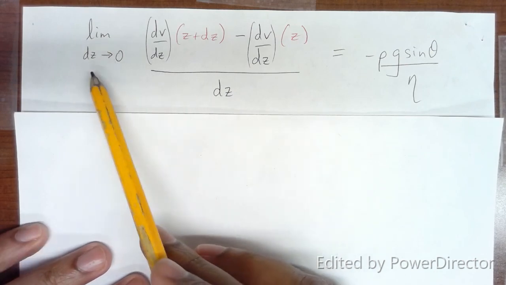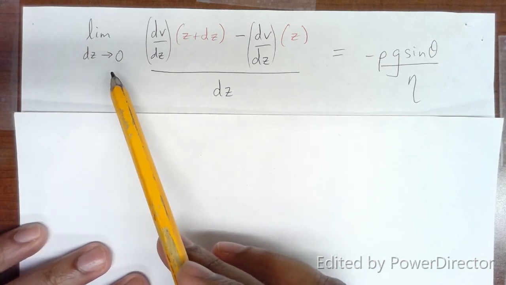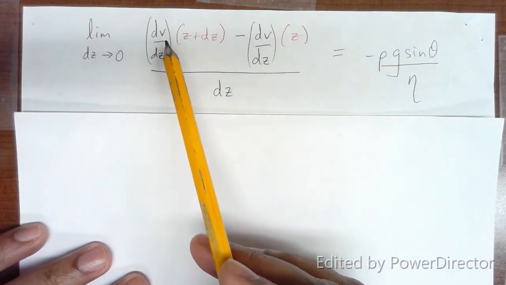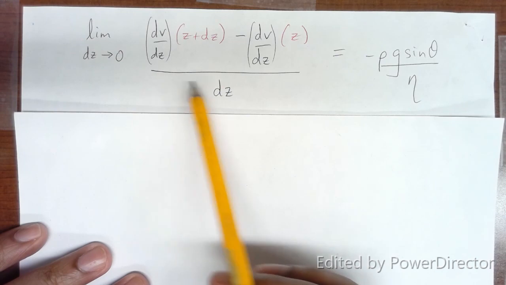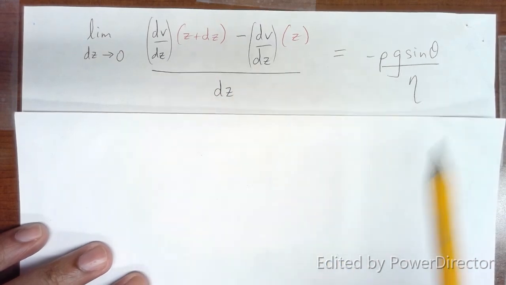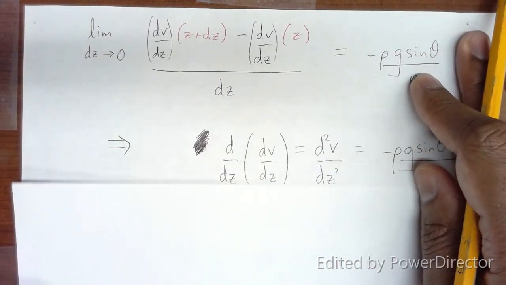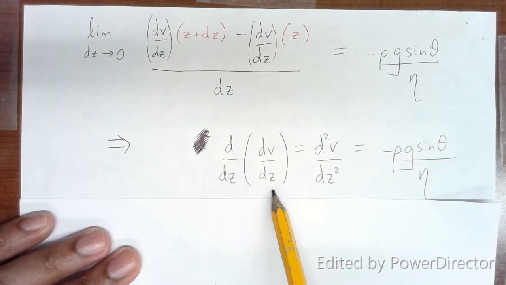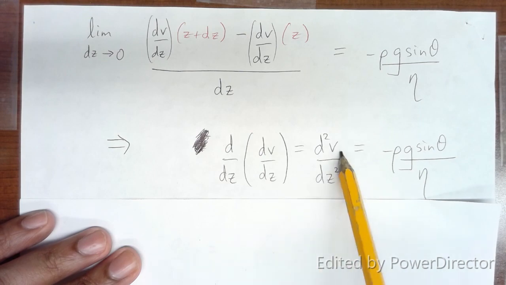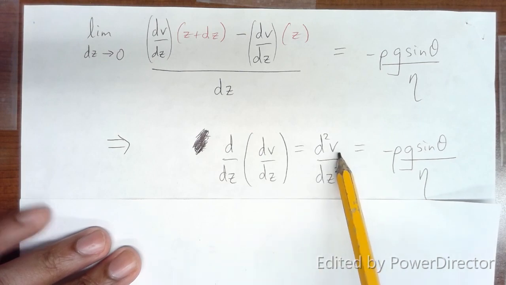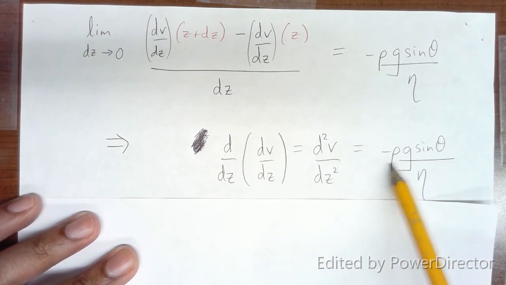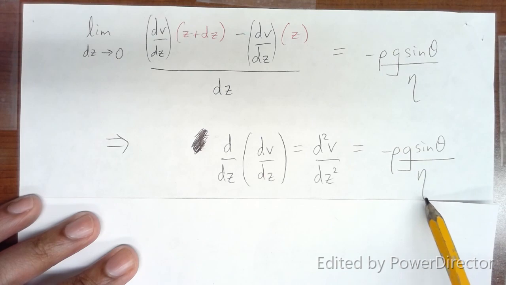Once again, we will take the limit as dz goes to 0. So here the function was already dv over dz, and now we're taking the derivative again with respect to z. So what we really have is d by dz of dv over dz, but that's the second derivative of the velocity with respect to z. So we have d squared v over dz squared is equal to minus rho g sine theta over eta.